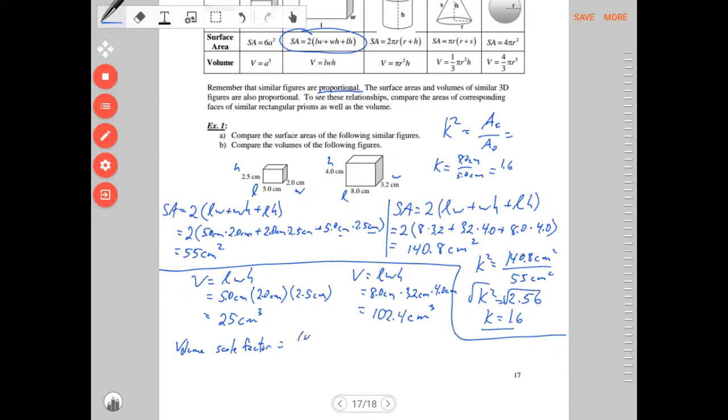Okay, so we're going to take the area of the big one, 102.4 centimeters cubed, divided by the area of the small one, 25 centimeters cubed. When I do that, I get 4.096. That's interesting. Now what we want to do is relate that to this 1.6, to this scale factor.